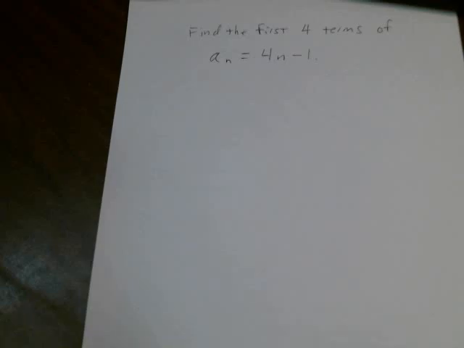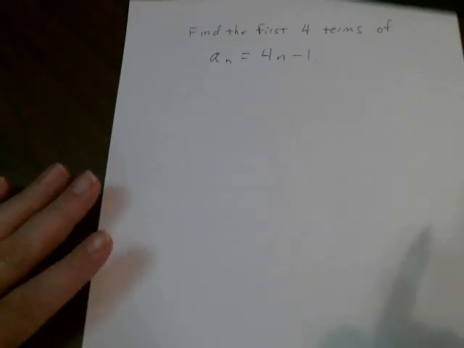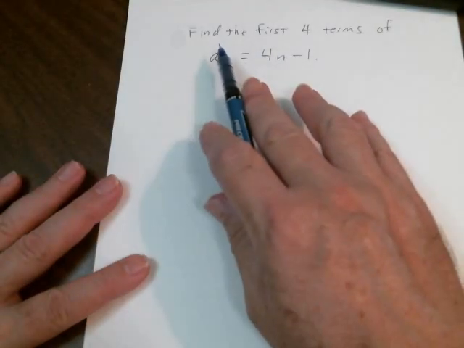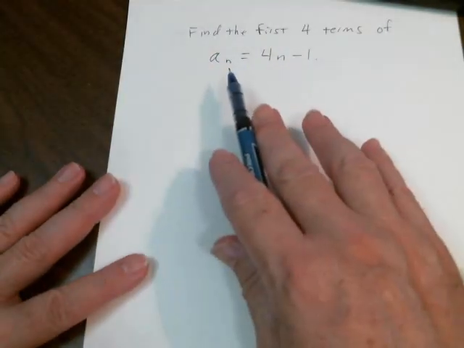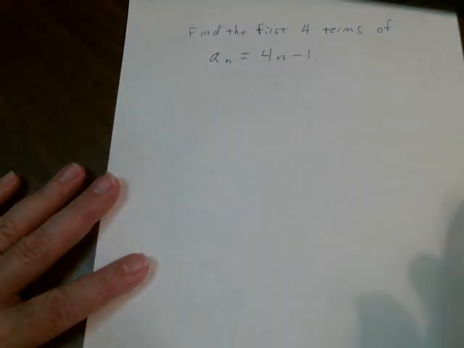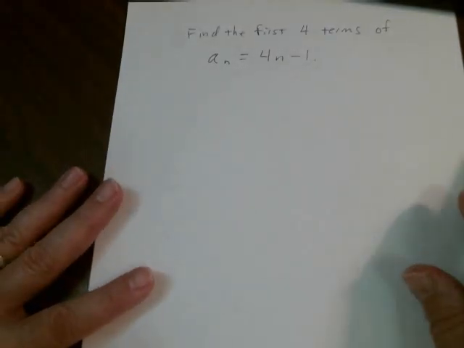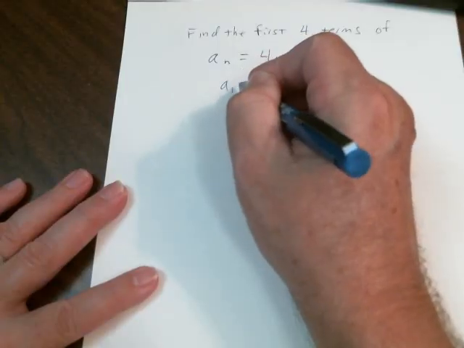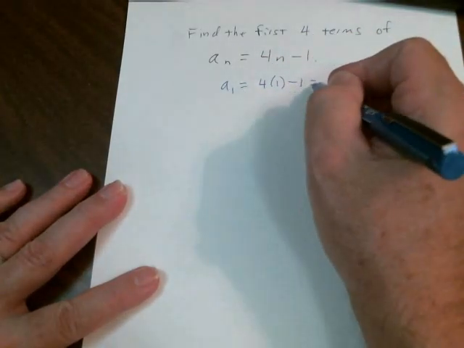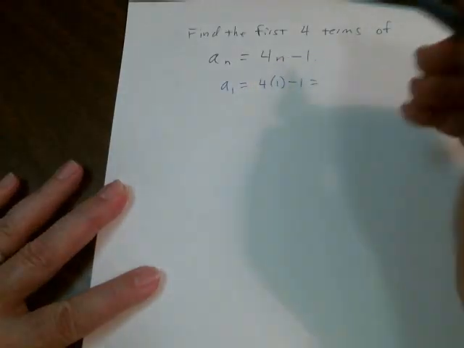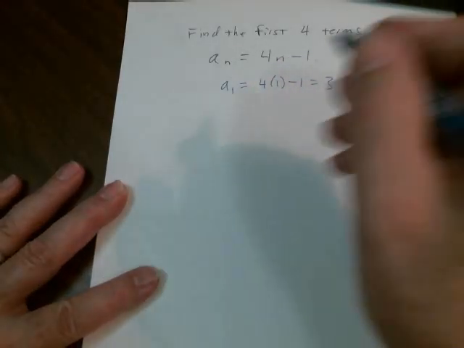Okay, so let's go through some worked examples here to follow up on that first video. The instructions are to find the first four terms of this sequence, given as a general term, or the nth term. So here we go. a sub 1, the first term, is going to be 4 times 1 minus 1. So we're putting 1 in for n, and I believe that'll be 3.